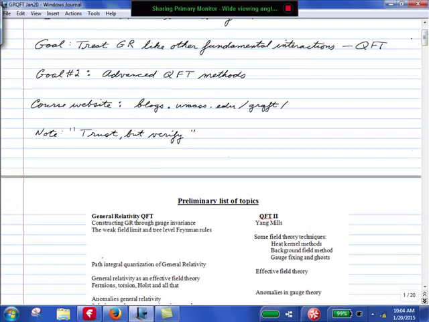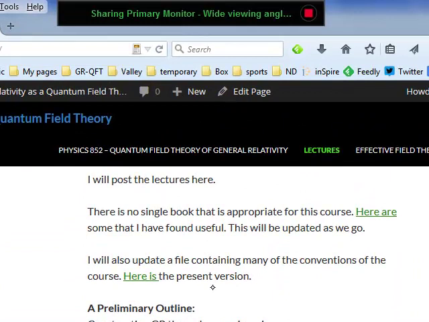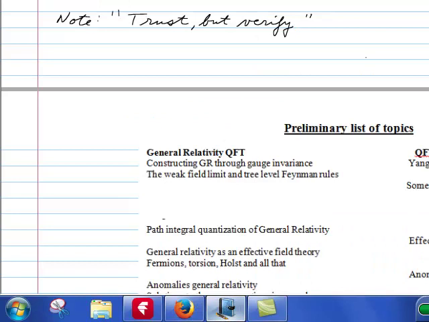There's a website for the course where I'll post the notes that I do here. The website looks like that. There's also going to be some sources put up there, and some of the conventions as I go, I will write the conventions out. One of the features that's perhaps unfortunate is that there's no perfect book for this, so I'm pulling it from a lot of different sources. Those sources are listed there. That's this Trust But Verify note that I have there.